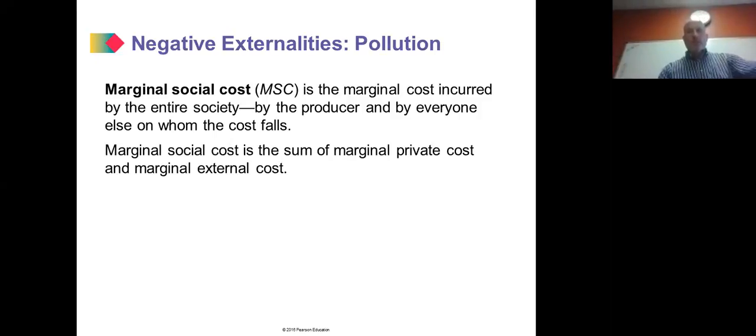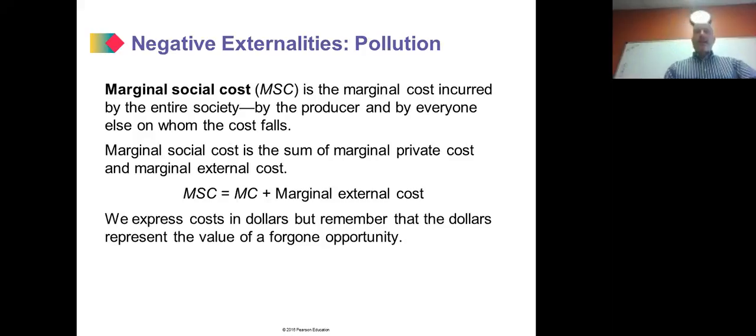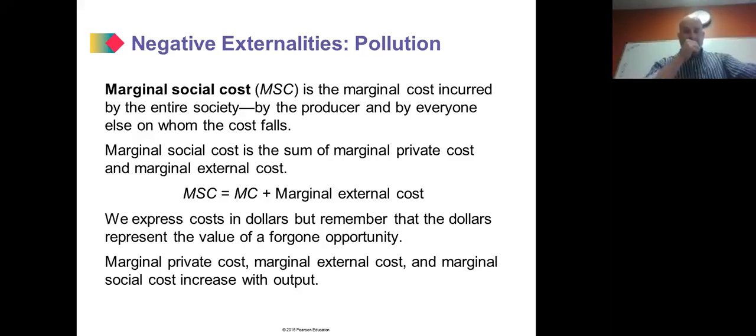Marginal social cost, the marginal cost incurred by society, by the producer and everyone else on whom the cost falls. Marginal social cost is the sum of marginal private cost and marginal external cost. So remember, marginal social cost is equal to marginal private cost plus marginal external cost. We're going to express this in dollars, but remember that the dollars represent the value of a foregone opportunity. And marginal private cost, marginal external cost, and marginal social cost increase with output.